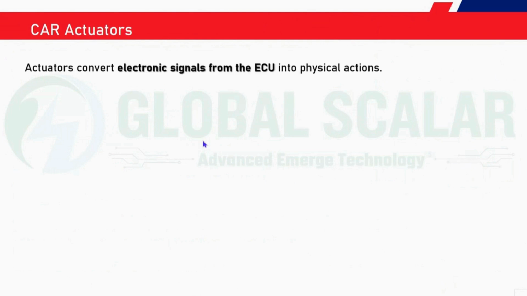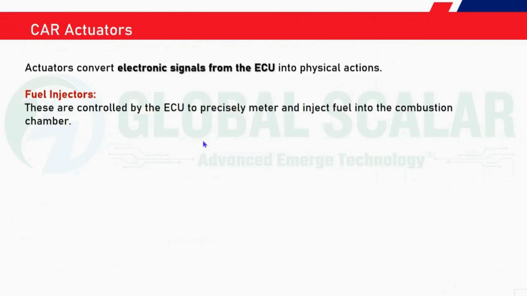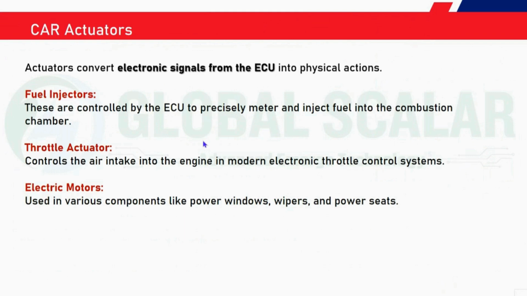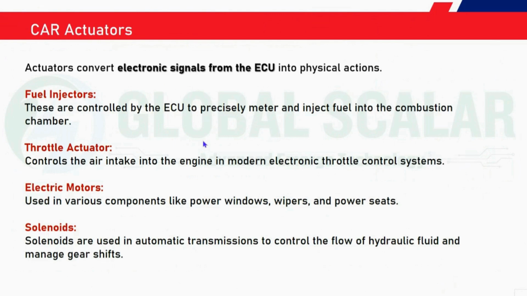Car actuators convert the electrical signal from the ECU into physical action. Here the fuel injectors are controlled by the ECU to precisely time the injection of fuel into the combustion chamber, and the throttle actuator controls the air intake into the engine, which enables accurate fueling during combustion. And next is the electric motor. It is used in various components like the power windows, wipers, and power seats. And solenoids are used in the automatic transmission to control the flow of hydraulic fluid and manage gear shifts.